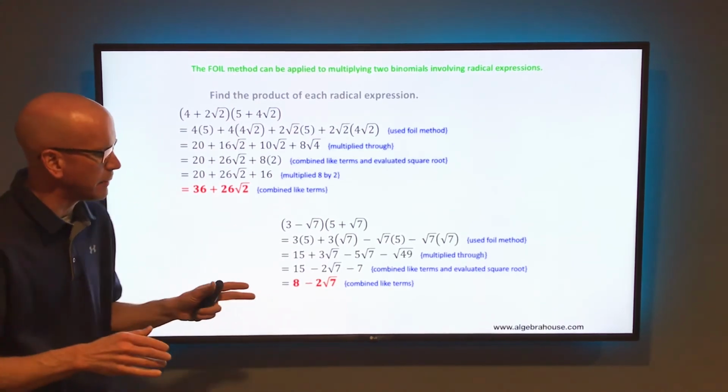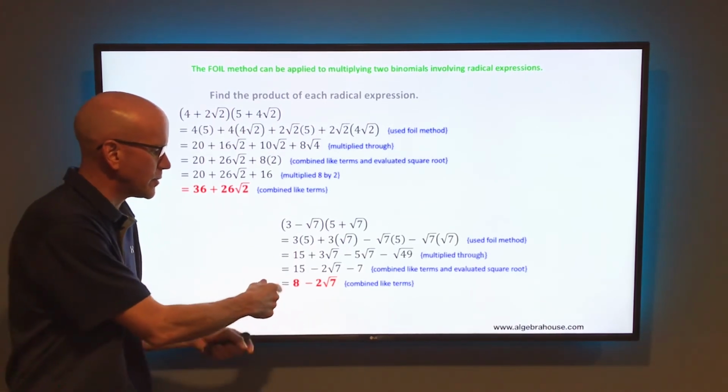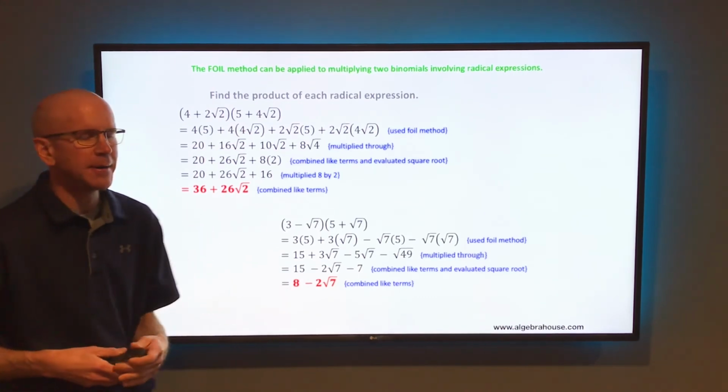Stop there. Do not make that 6 times the square root of 7. That is it right there. Those are not like terms. You cannot combine those. That is completely simplified.